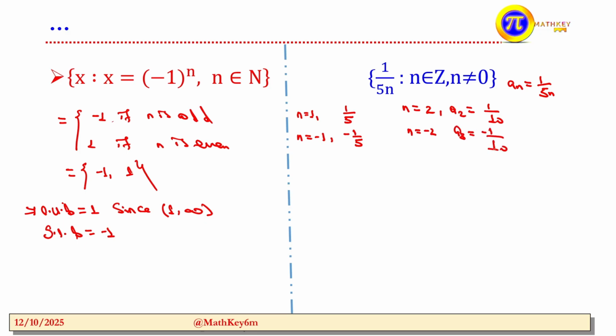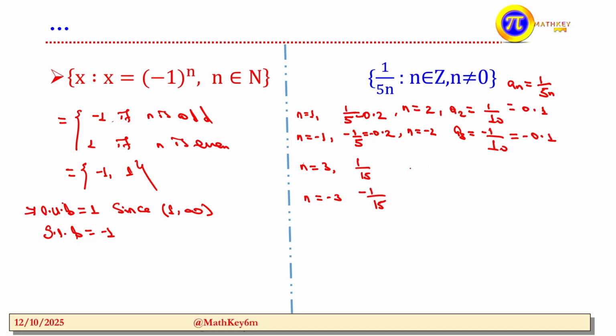Let's try to compare and contrast them. When n is 1, the value is 1 over 5. When n is negative 1, it is negative 1 over 5. 1 over 5 is 0.2, and negative 1 over 5 is negative 0.2. Similarly, 1 over 10 is 0.1 and negative 1 over 10 is negative 0.1. And continue like this. For n equals 3, it equals 1 over 15. Similarly, n equals negative 3 gives negative 1 over 15.